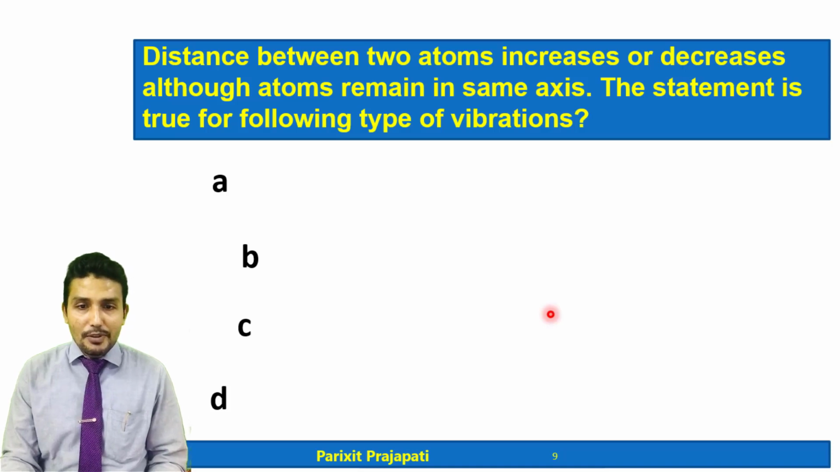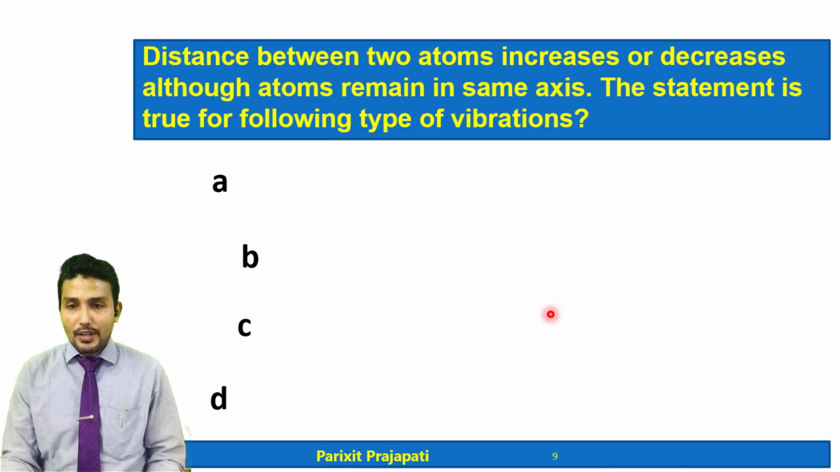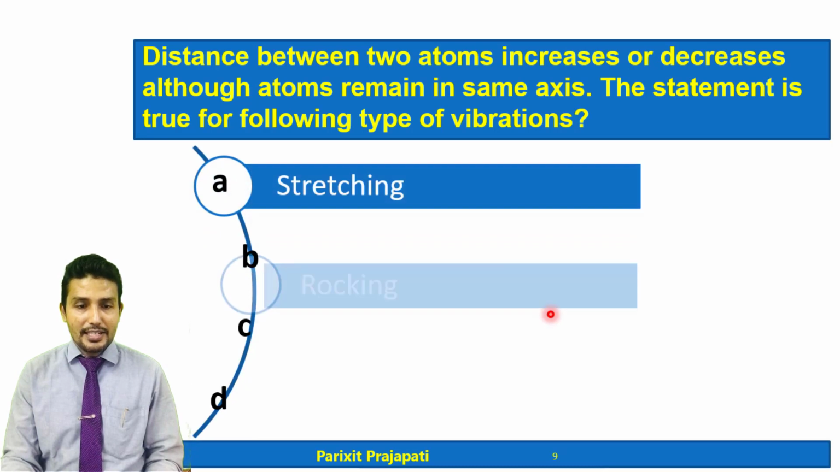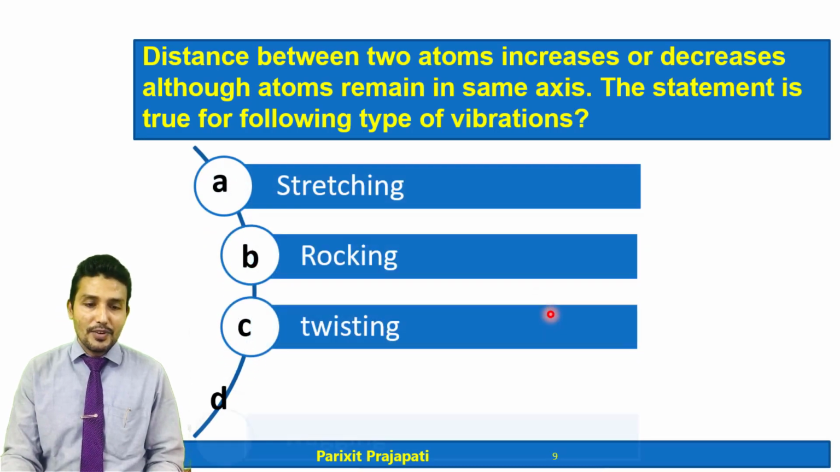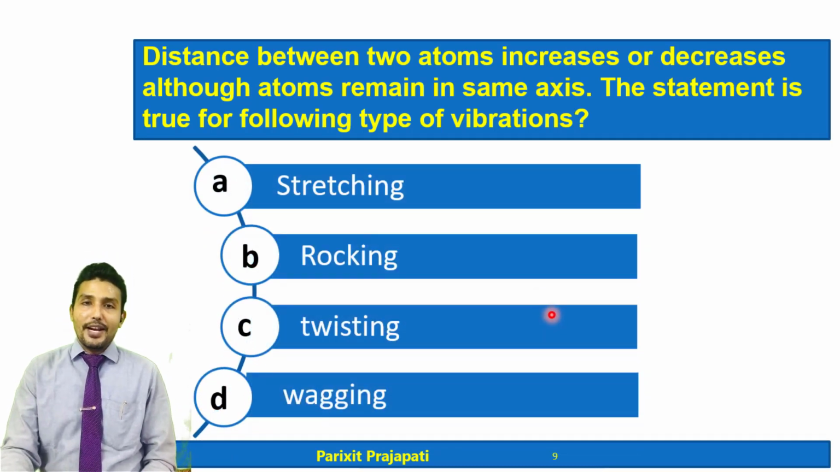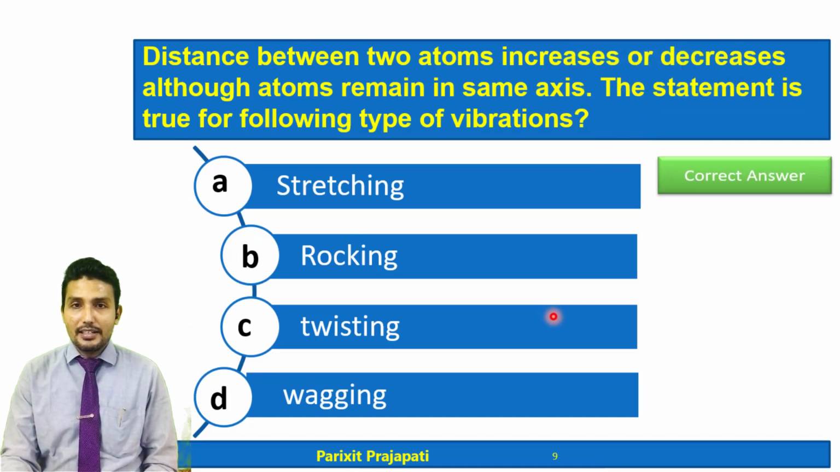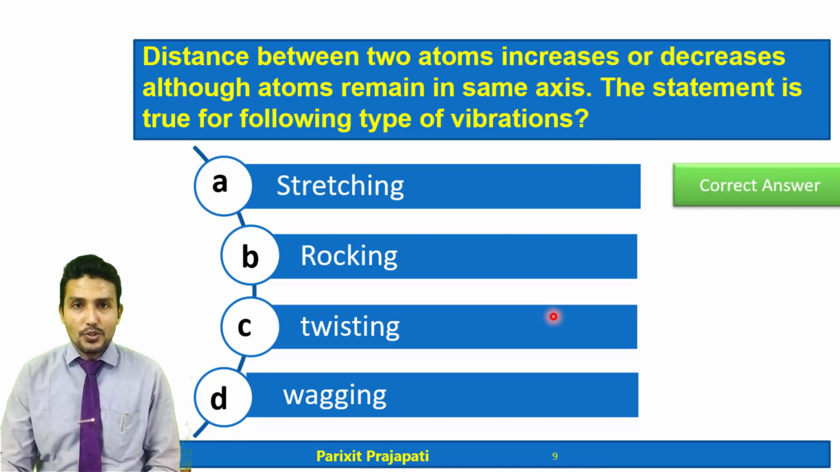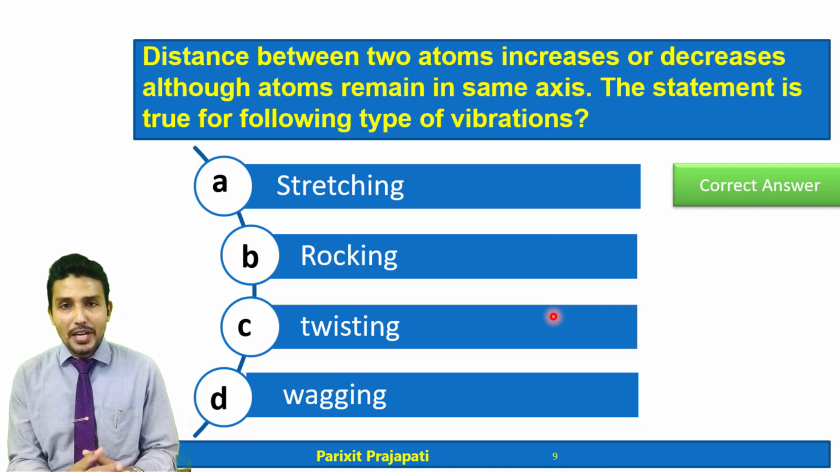Next question. The distance between two atoms increases or decreases although atoms remain on the same axis. The statement is true for the following type of vibrations: stretching, rocking, twisting, and wagging. So the correct answer here is stretching. So stretching and bending are two types of vibrations.